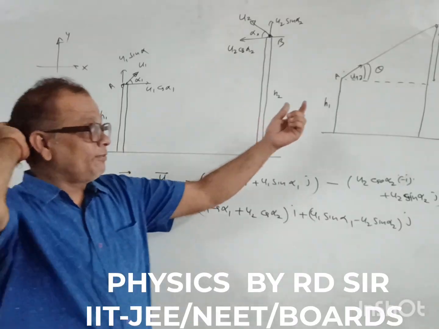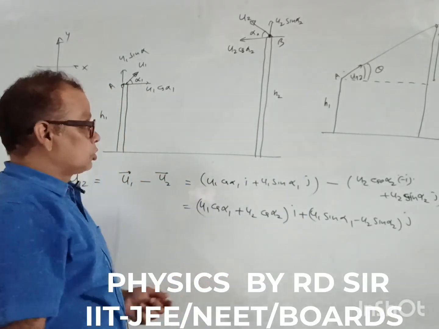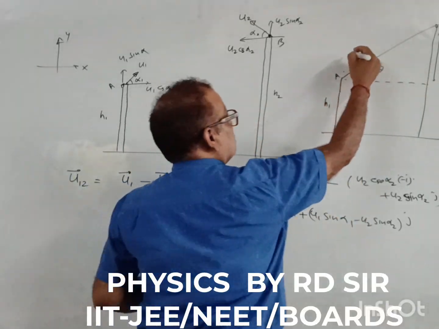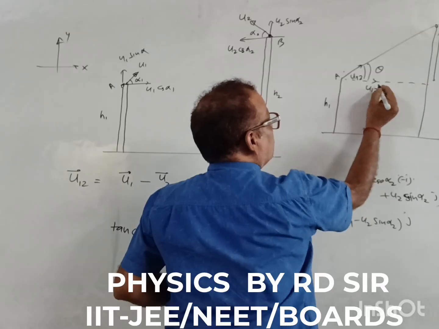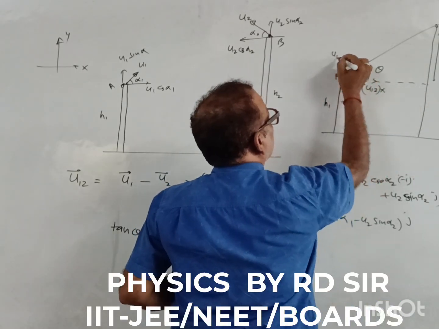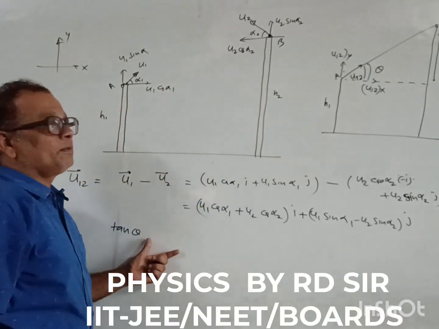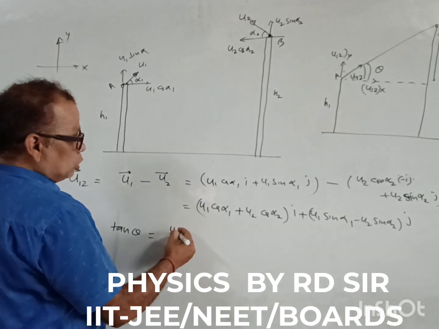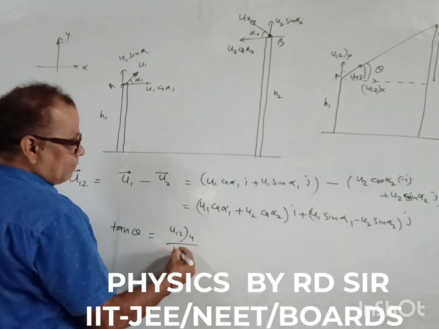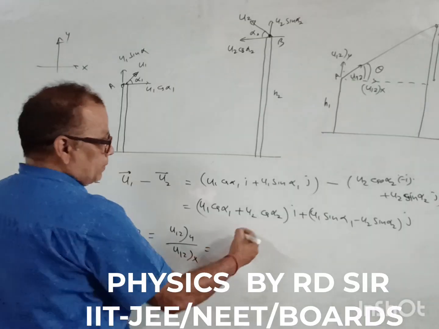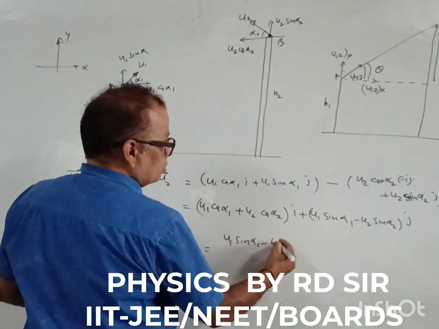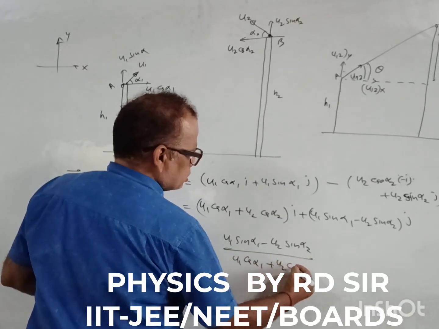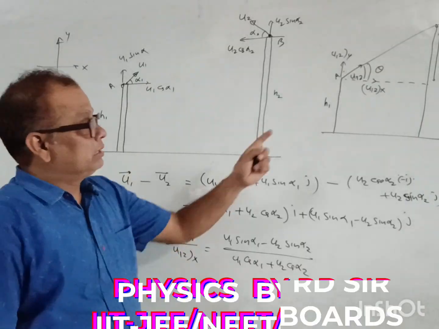This angle can be found using the relative velocity. For this triangle, this is the u12 x component and this is the u12 y component. So tan theta will be the y component of the relative velocity divided by the x component of the relative velocity. So it is u12 y divided by u12 x, which is u1 sin alpha 1 minus u2 sin alpha 2, divided by u1 cos alpha 1 plus u2 cos alpha 2. This is the angle.